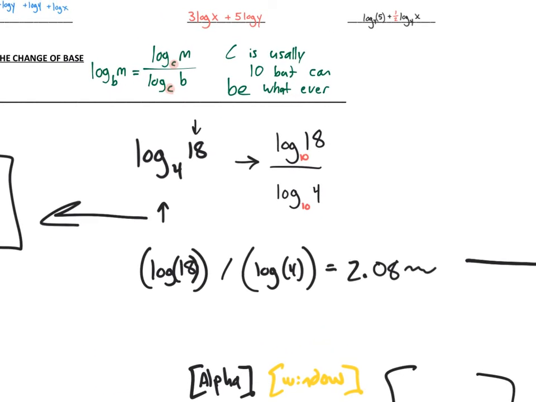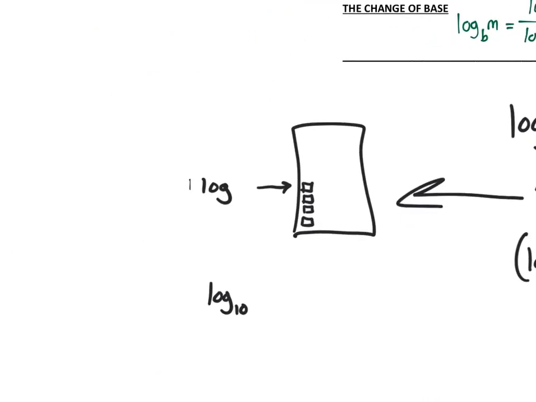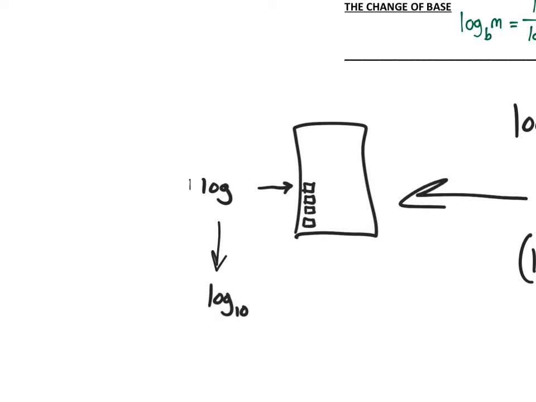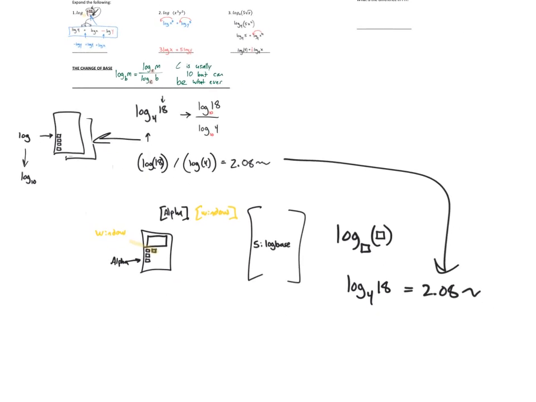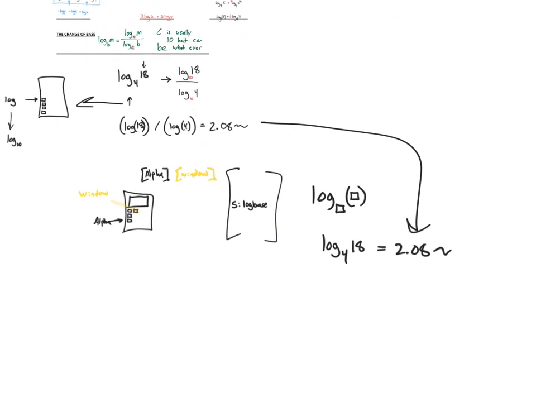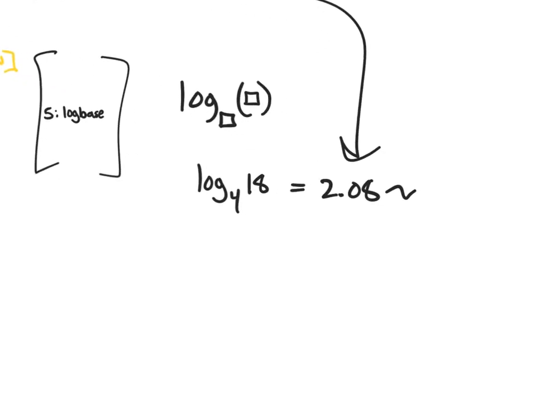Log of the top number divided by log of the base, using this log button right there, which assumes you want log base 10. So you won't have to use alpha window if the log you're trying to calculate is base 10. And then one more final thing before we move on.